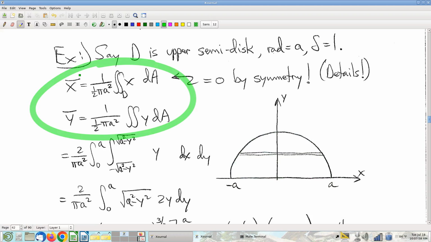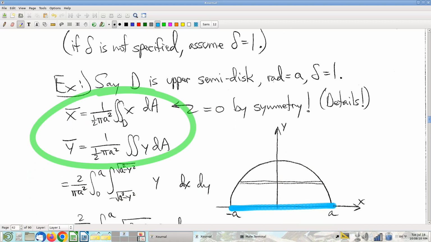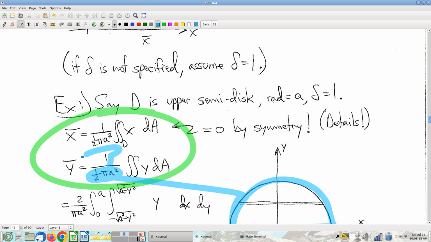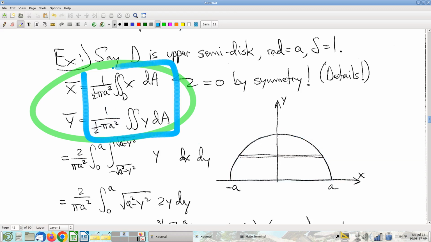These are the formulas. Keep in mind density is 1, so mass here is just area, because there is no density. If mass is area, well, the area of this is pretty easy to write down. Area is half of a disk of radius A, so that's no problem. Then this is what the formulas look like, and we have two things to compute.